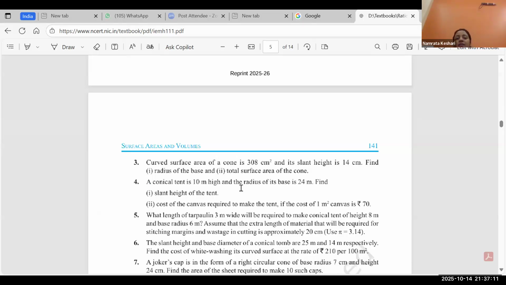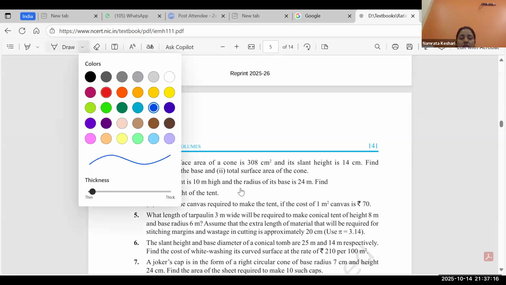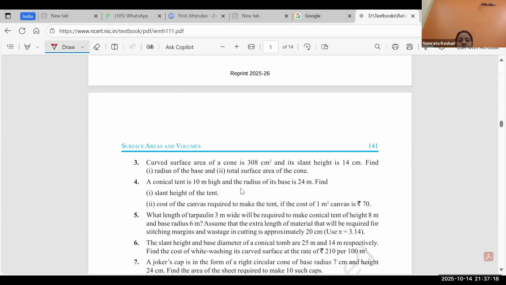A conical tent is 10-meter high. Can you see the screen? Yes. A conical tent is 10-meter high and the radius of the base is 24-meter. So whenever it is talking about the height, we will be taking the actual height.